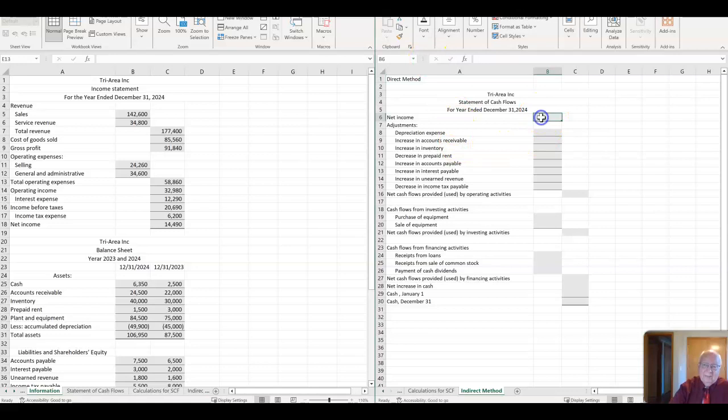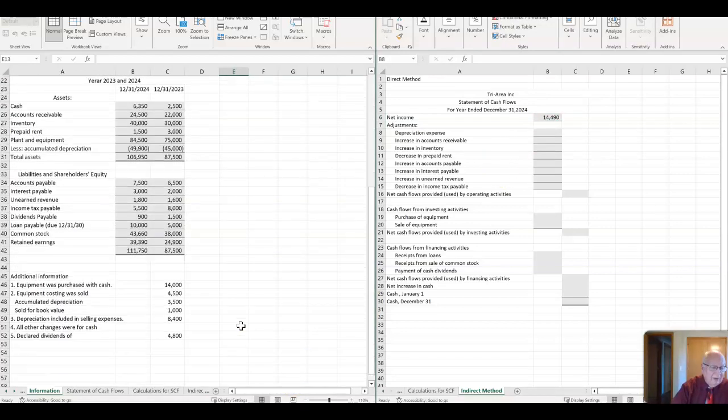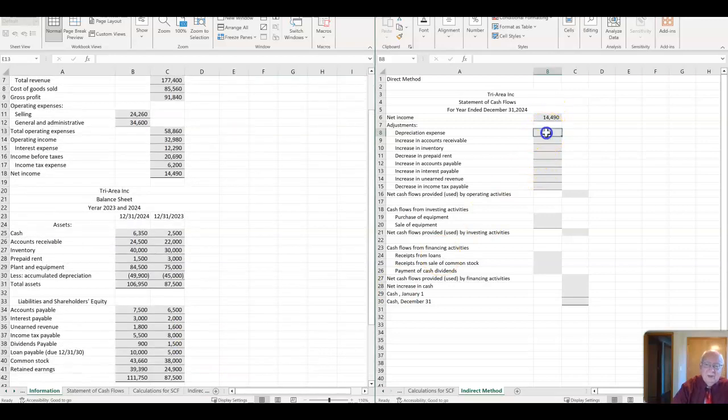Net income in our case was $14,490. Now we did have depreciation expense, which you look down here at the bottom, was $8,400. So that $8,400 would be added back in, because that was a non-cash item. Then we make adjustments to reconcile.